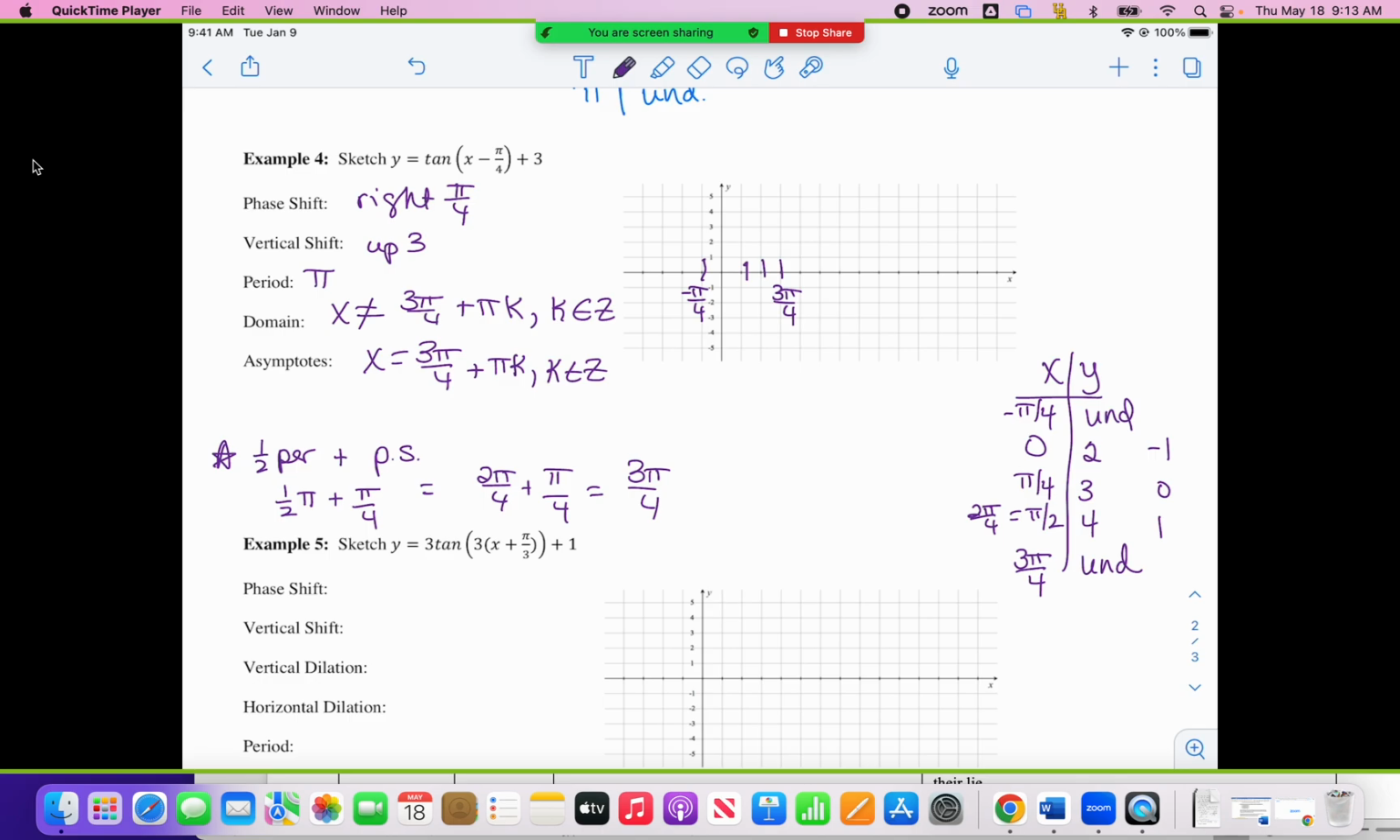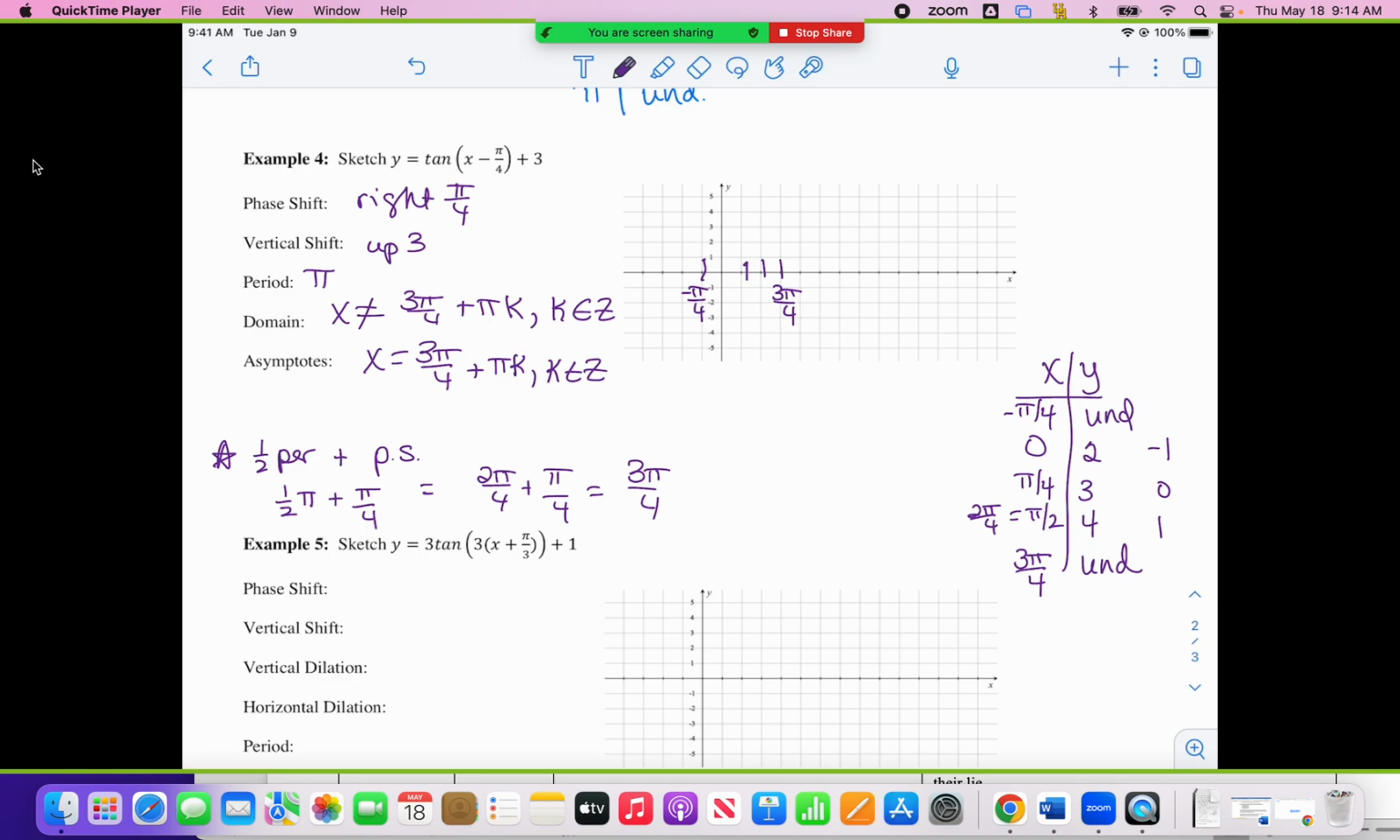Plus the period. In general, once you get to this point, that's the first vertical asymptote plus pi k, because the period was pi. So that's the end of my table, and I know that the period length is pi. So I just go backwards pi. 3 pi over 4 minus pi is negative pi over 4. Then we went halfway, and what's nice, when it's 4 ticks, just go to the middle. That's pi over 4. Go to the middle, 0. Go to this middle, 2 pi over 4, which is pi over 2.